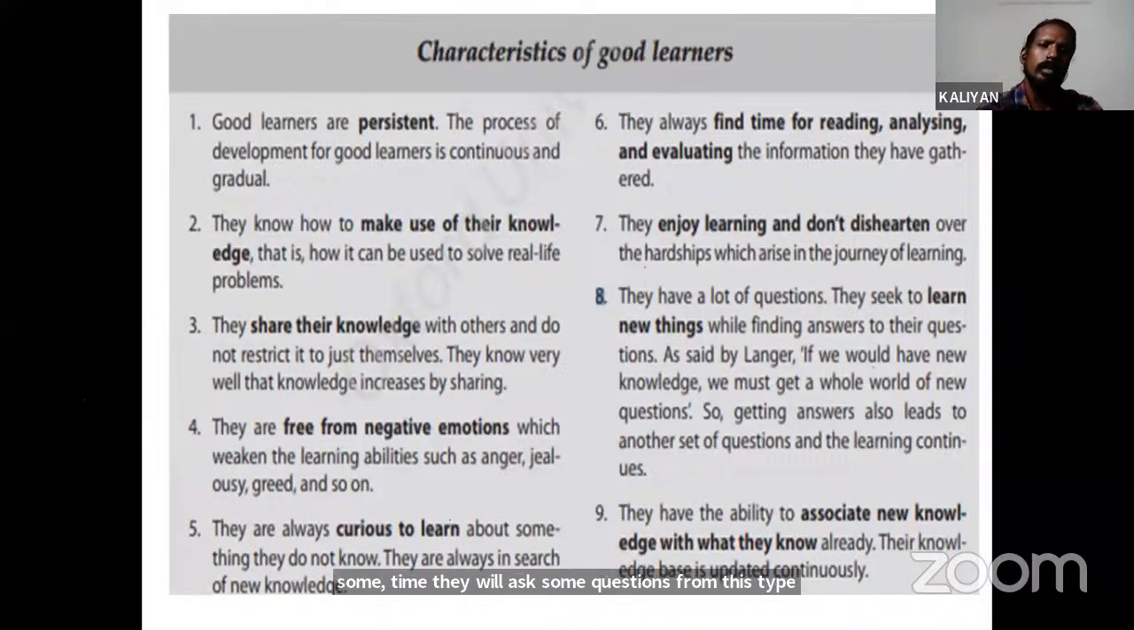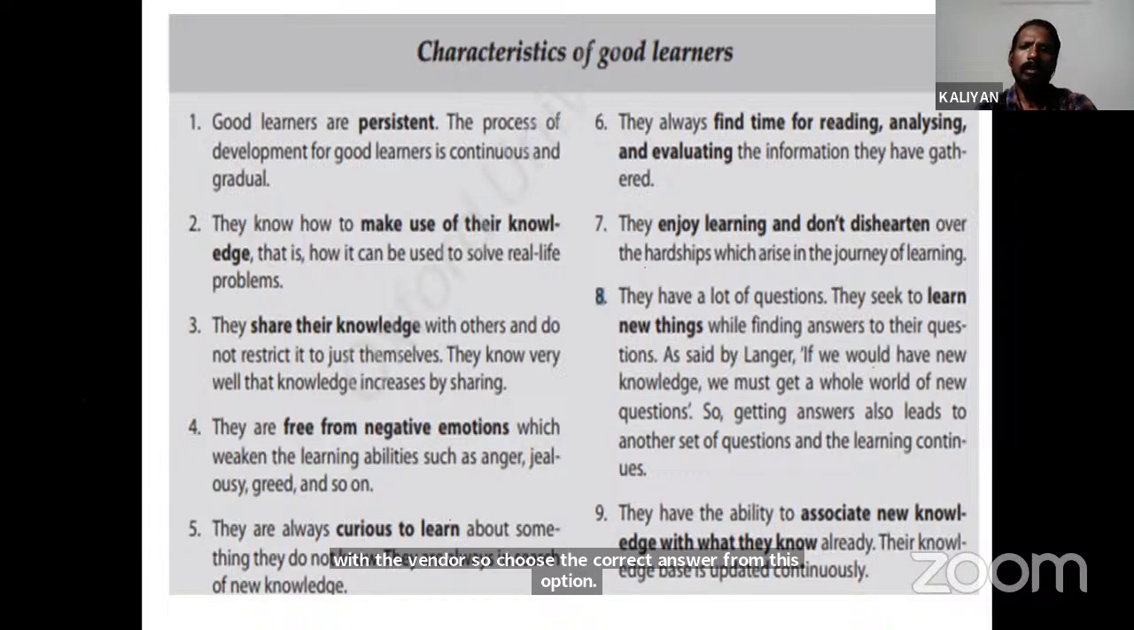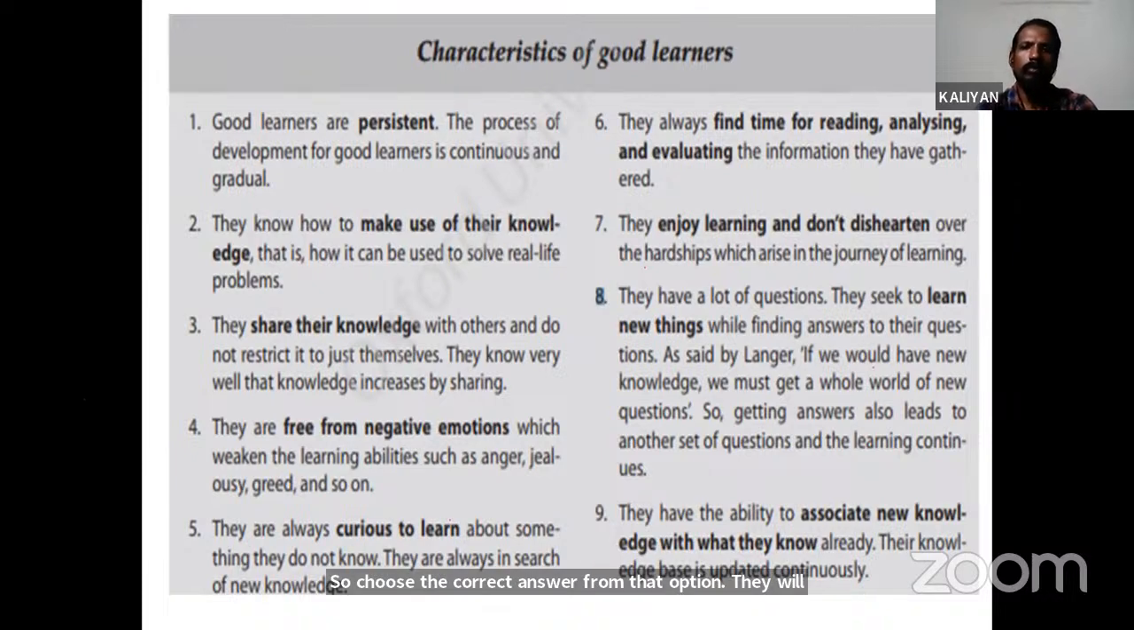They will give three options, A, B, C, like good learners are persistent, they know how to make use of their knowledge, they share their knowledge. And the fourth and fifth will be not related to the learner. So choose the correct answer from those options. They will give options like A, B, C or A, B, D. This kind of question will be asked from this topic.